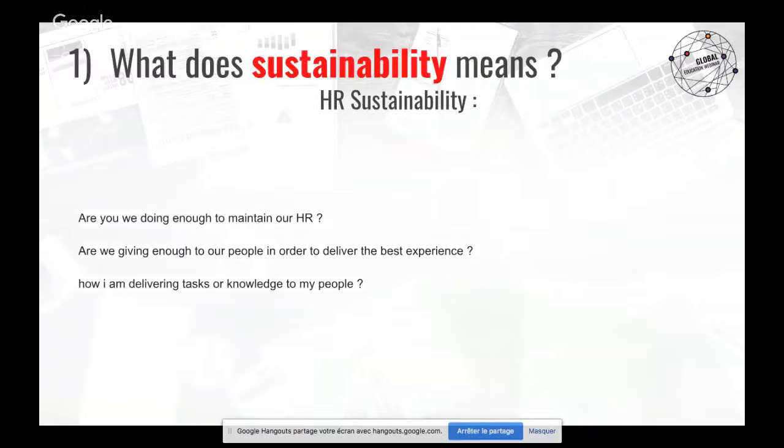So here we are talking again about the team standards. Are we giving them enough to develop their leadership skills? Are we giving them enough knowledge, coaching sessions, and educational cycles to perform more in their local chapters? And how am I delivering tasks or knowledge to my people? What are the ways you rely on to deliver knowledge, coaching sessions, and webinars to people in your entity and local chapter? We'll discover all these questions in the next slide.